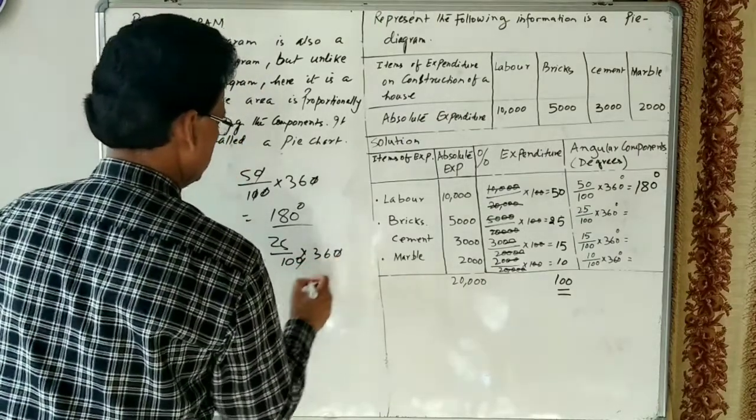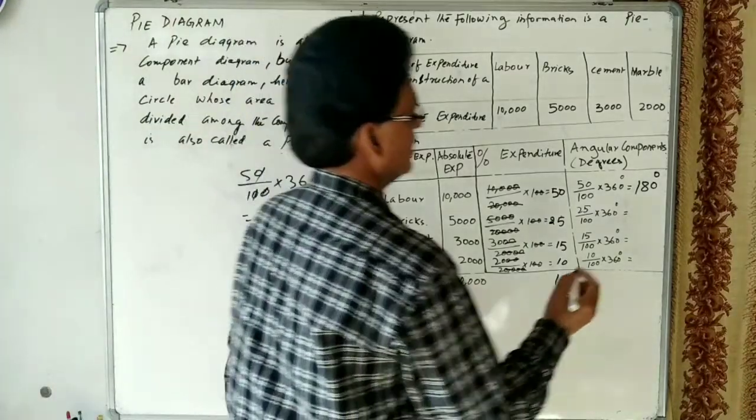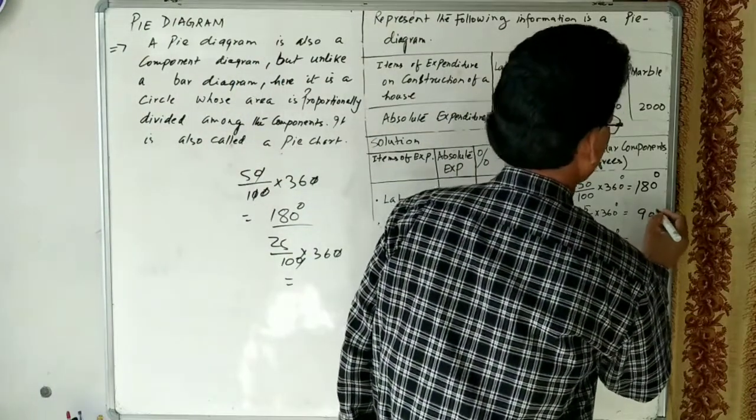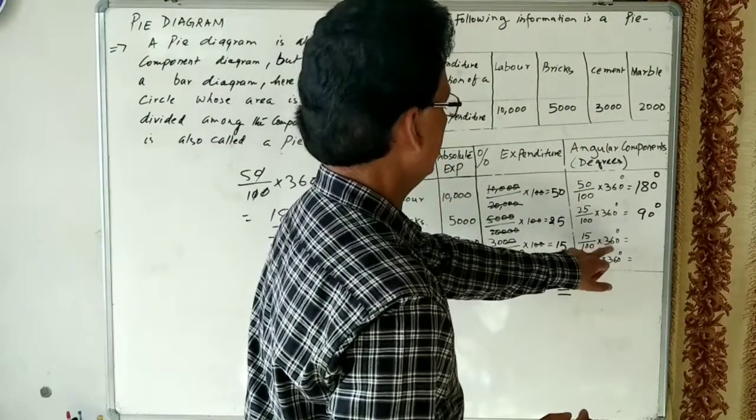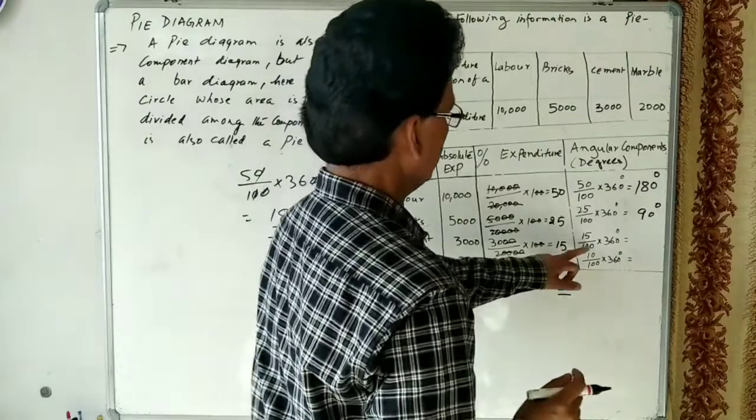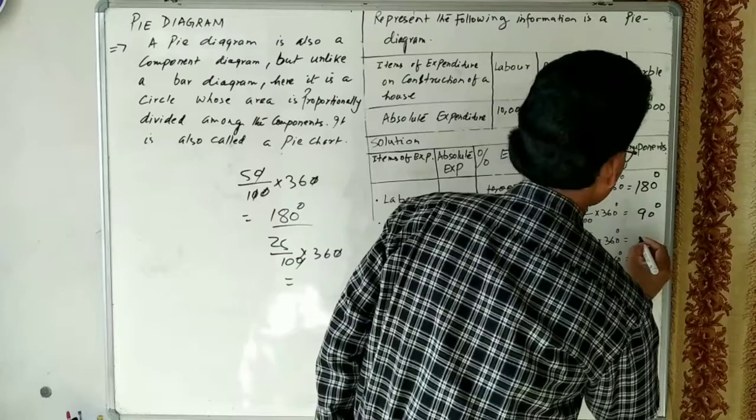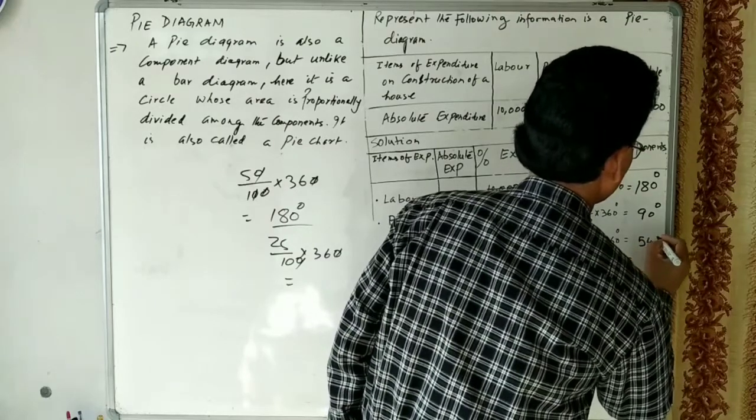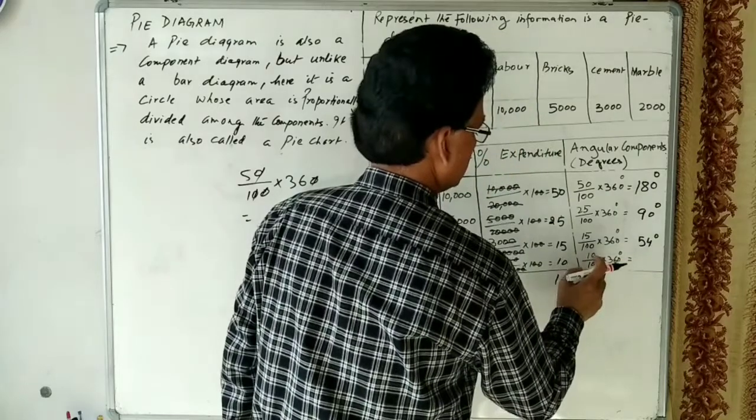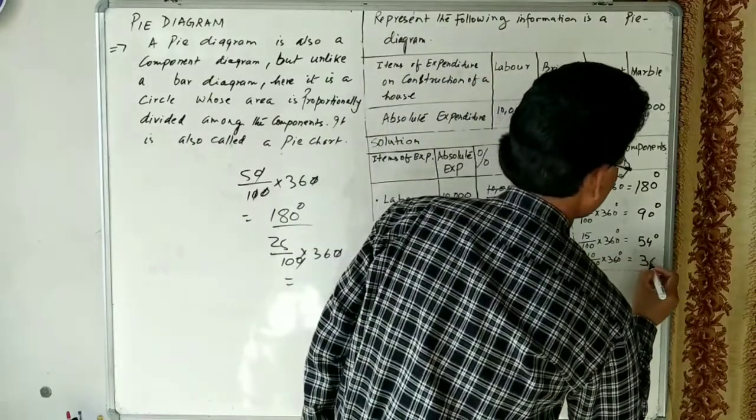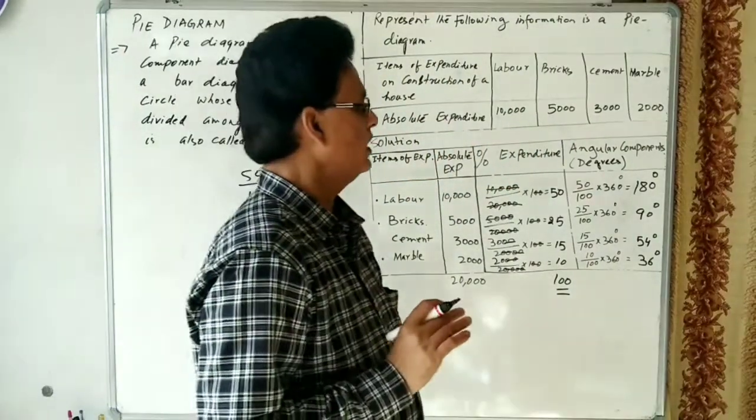So this 0 cancels. If you multiply this, it will come to 90 degrees. You can calculate and find out. And here, let us see, if you calculate 15 divided by 100 multiplied by 360, this comes to 54 degrees. And this, let us see, the 0 cancels, 36 degrees. So if you add all these, it should be 360.